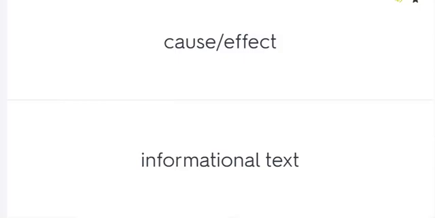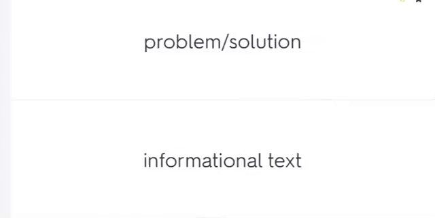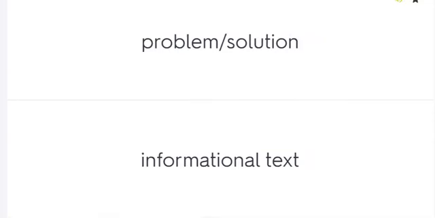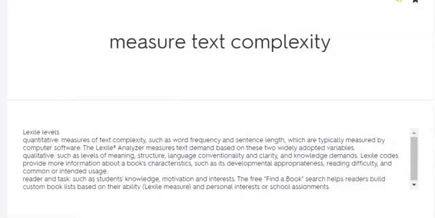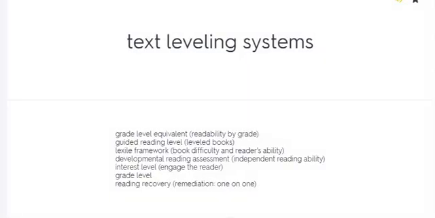Cause-effect, informational text. Problem solution, informational text. Measure text complexity. Text leveling systems: grade level equivalent, guided reading level, Lexile framework, developmental reading assessment, interest level, grade level, reading recovery.